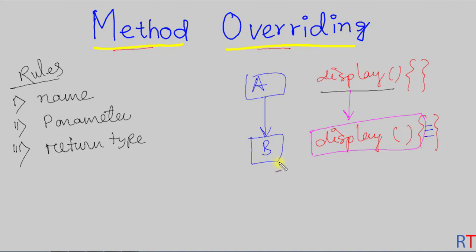And whenever we use the child class object and call the method, it will call the child version of that method, and this is the way we can achieve method overriding in Java.